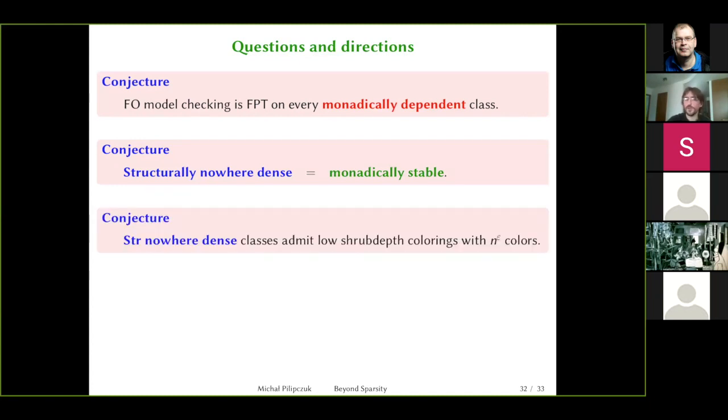For structurally nowhere dense, we actually have a very good conjecture about what the structure should be. This should be phrased in terms similar to structurally bounded expansion, in terms of admitting low shrubdepth colorings. And we hope that this is the most feasible of these goals, and this would provide us very nice structural combinatorial results on structurally nowhere dense classes.